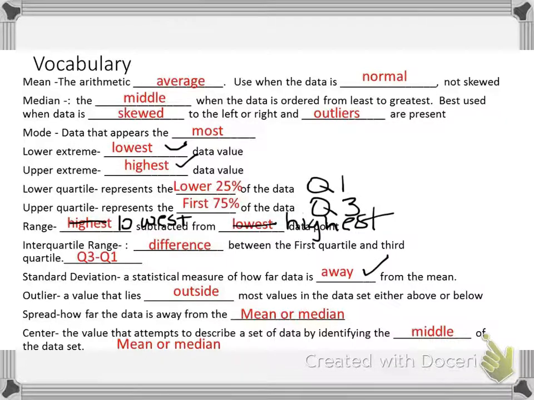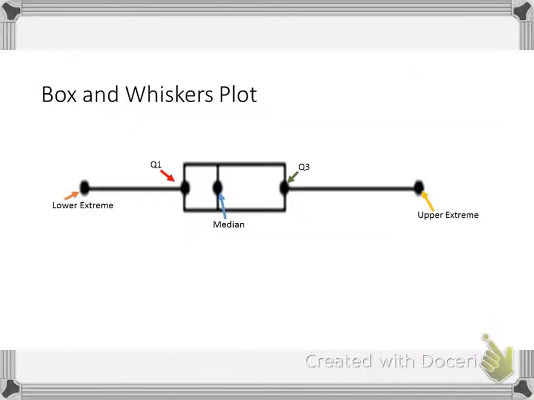The spread, how far away from the mean or median. So your spread is how far away the other numbers are from the mean or the median. The center is the value that attempts to describe a set of data by identifying the middle of the set of data. So your mean or your median is your center. And again, we'll talk about that later.